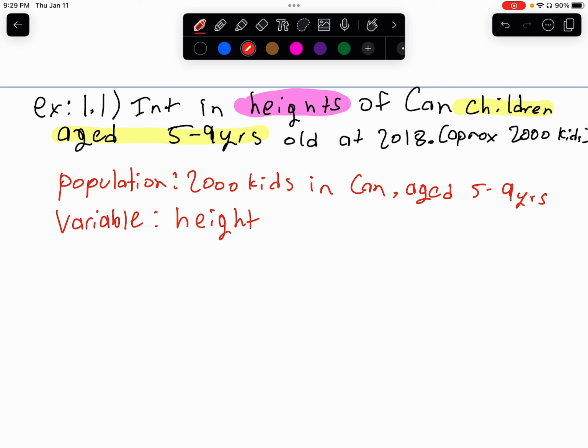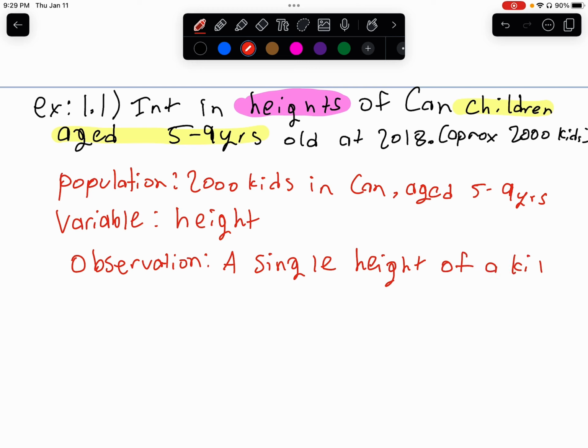So our next one is our observation. This can be a single height of a child, or it could be each child. So it could be a single one, 10, 20, 30, or every single one out of that. What you're observing is the height.